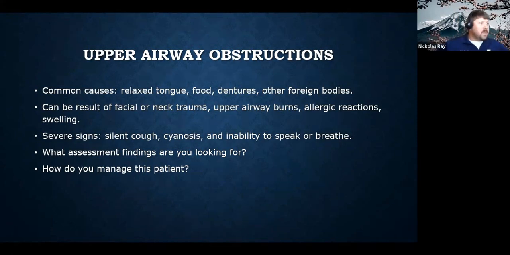So with your upper airway obstructions, one of the most common causes of upper airway obstruction is going to be the muscle in our mouth, the tongue. Some of us work our muscle in our mouth a lot more than others.